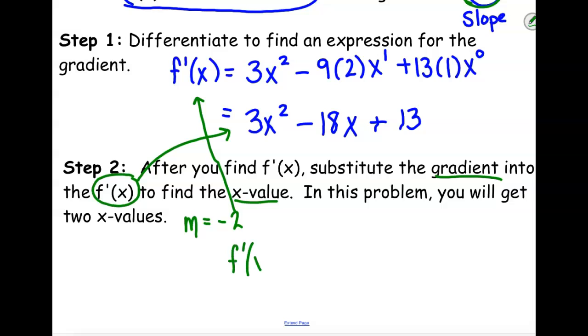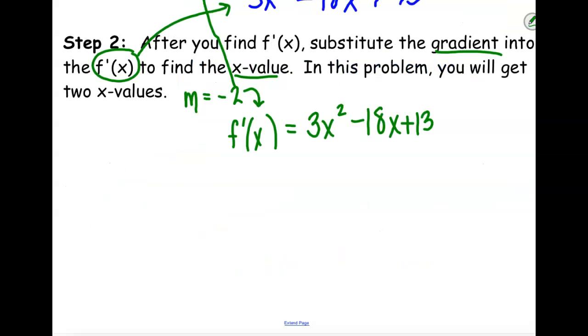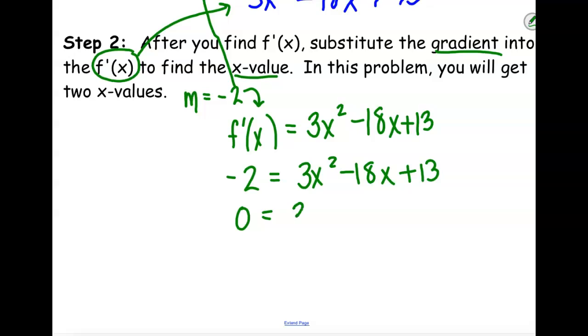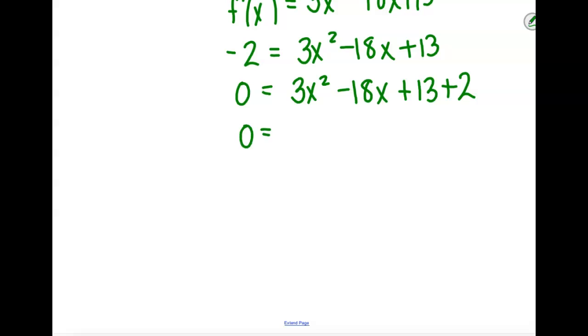So I'm just going to write that derivative function again. And we're going to substitute the slope into the f dash x. So negative 2 equals, and then 3x squared minus 18x plus 13. What we have is a quadratic equation, and we want to find out what x is. So in order for us to do that, we need to get it into standard form. So I'm going to add 2 to both sides to move that negative 2 to the right side. So 3x squared minus 18x plus 13 plus 2. And I'm going to simplify it. 3x squared minus 18x plus 15.